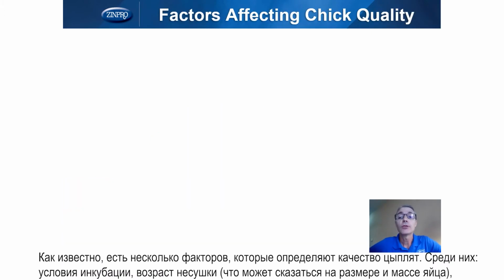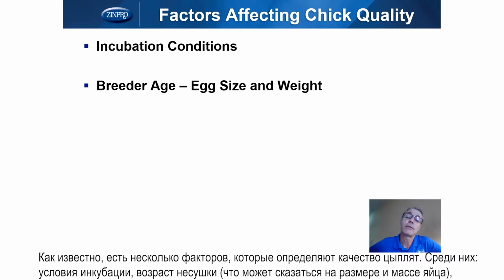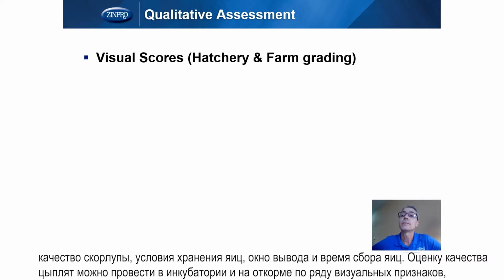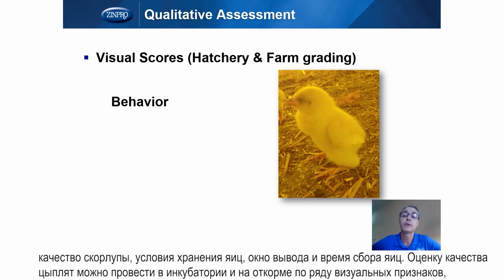chicks. As you know, there are several factors affecting chick quality, for example, incubation conditions, breeder age affecting egg size and egg weight, shell quality, egg storage, hatch window, and collection time. And you can check visual aspects of the quality of the chick at the hatchery and also at the farm, like checking the behavior of the chick, and also some physical aspects.